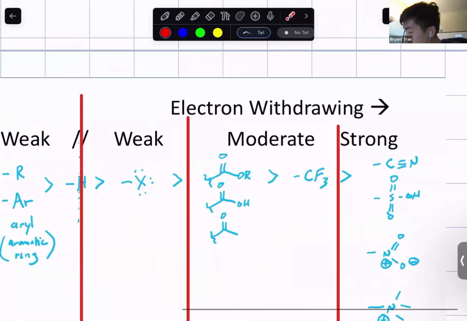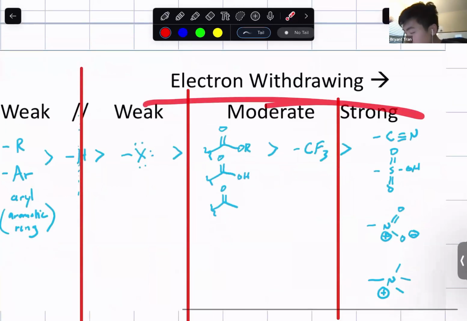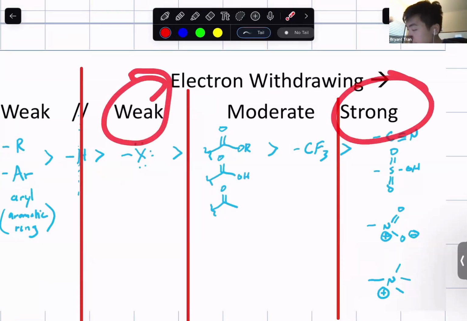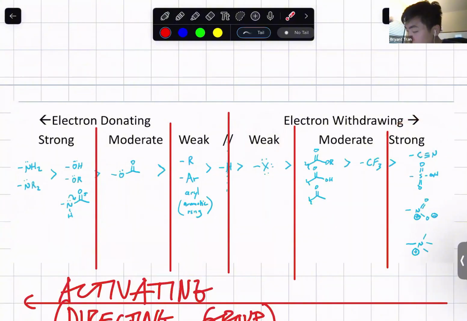Now, if you get to the EWGs, this is gonna get kind of confusing. A weak EWG would overpower a strong EWG, right? Because the weak EWG does not deactivate the ring as much, whereas a strong EWG deactivates the ring so much that it won't direct the group, right? So keep that in mind for the EWG.